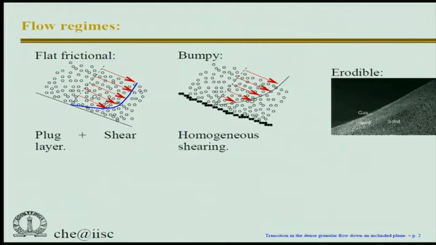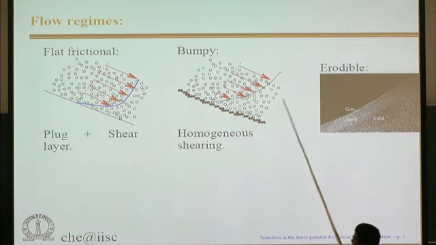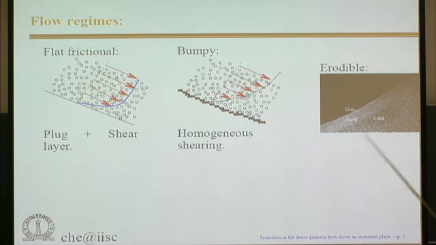If you have a flat frictional base, you have a plug and a shear at the bottom. If you have a bumpy base, it sort of shears homogeneously. And if you have an erodible bed, there's a solid bed on which there's a thin layer flowing.